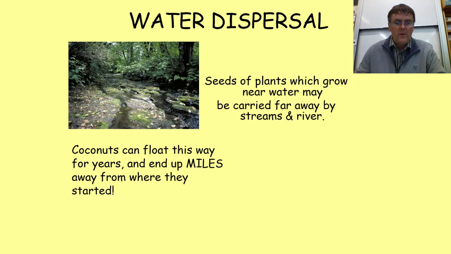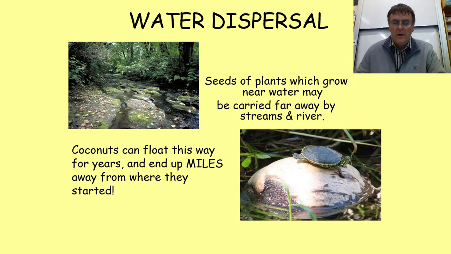And coconuts can float that way for years. They can end up miles away from where they started. As long as they're floating and moving, they don't start to sprout. It's when they sit still and park up on the top of the beach where the tide's tossed them that they start to sprout. And this one seems to have a passenger.